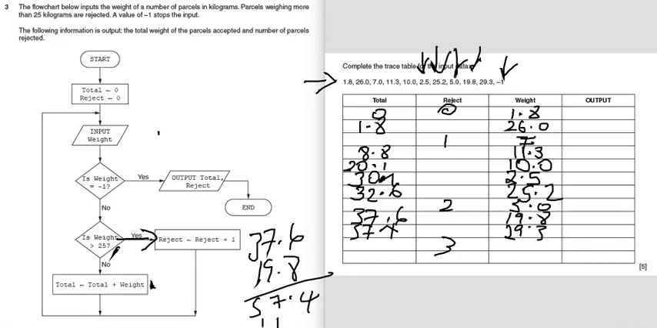And then we have -1 as our input. So here we have -1 as our input. So then we just output our total, which is 57.4 and 3. So nice flowchart example there. Very often in the exam as a flowchart, sometimes as pseudocode, but there's always a trace table question.